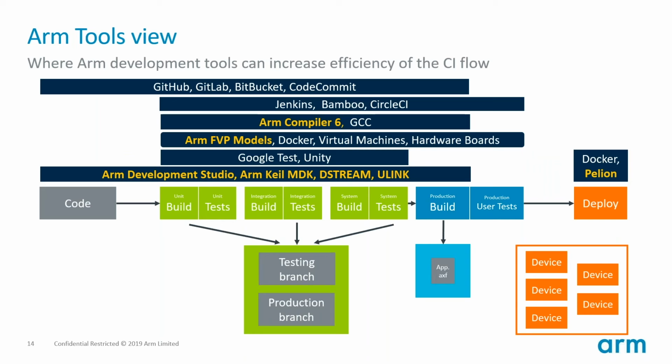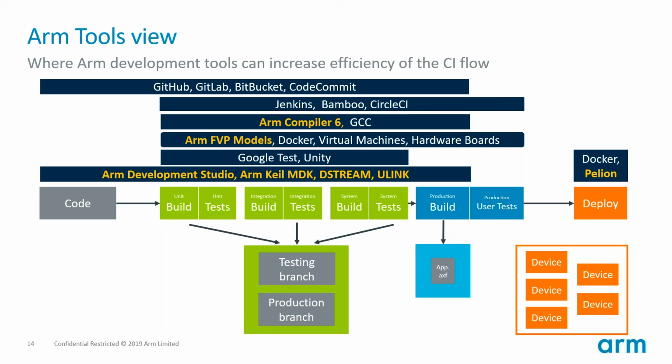So taking that diagram and superimposing the tools that'll help you get there results in a certainly more complicated but complete diagram. So from the top down, we can go through the tools listed. At the very top are some options for your source control, your repository, like GitHub, GitLab, Bitbucket, CodeCommit. Chances are your organization already has something that works for you and is compatible with the CI master.